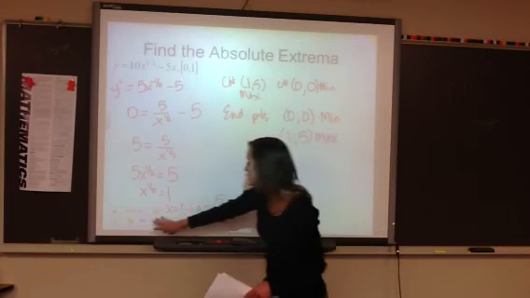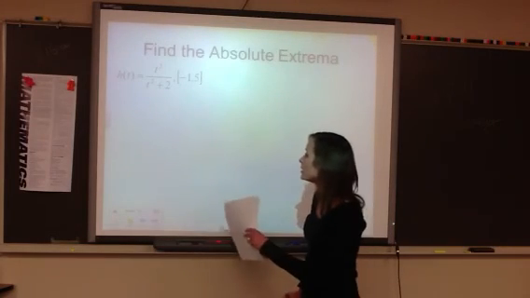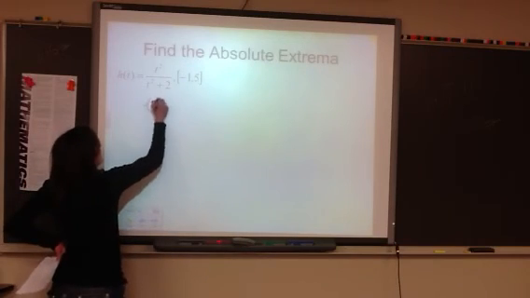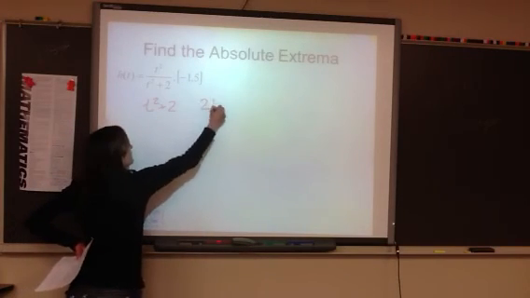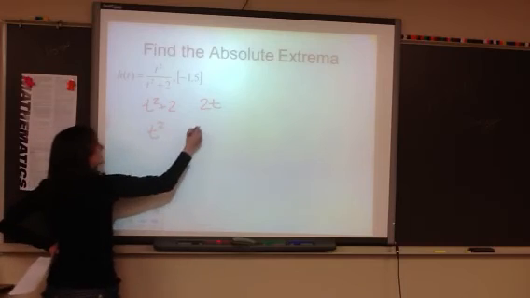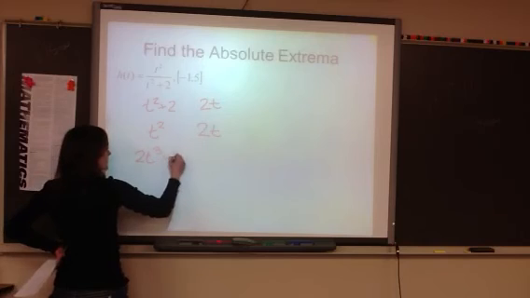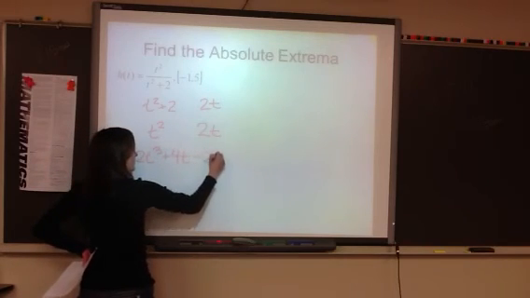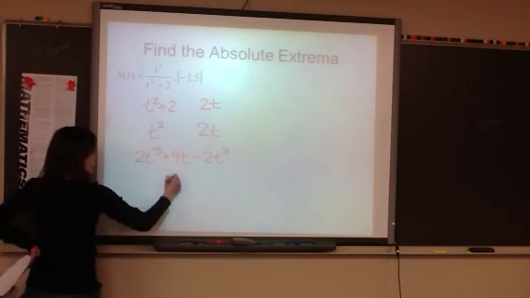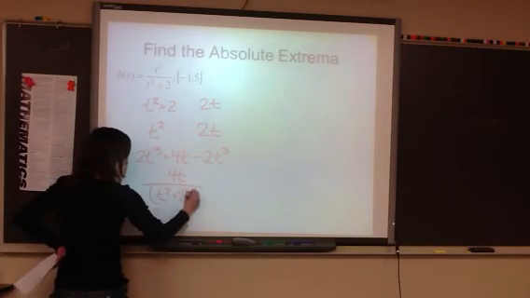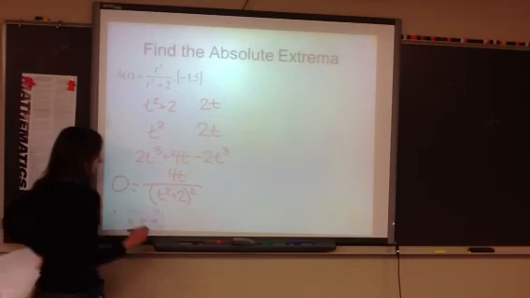Alright, let's try another one. Yay, we got a quotient rule one. So for the quotient rule, we got low, derivative, high, derivative, crisscross. So you got 4t on top over (t squared plus 2) quantity squared. We're going to set that equal to 0.